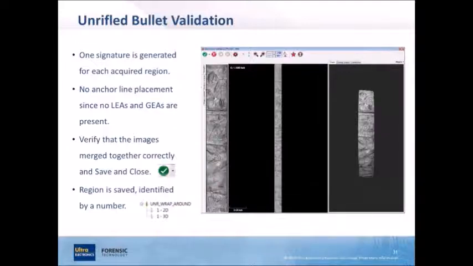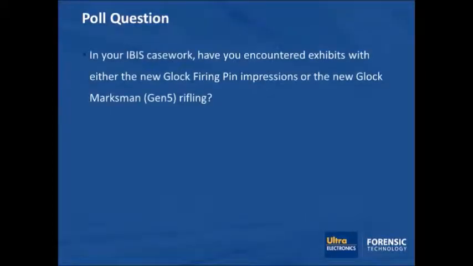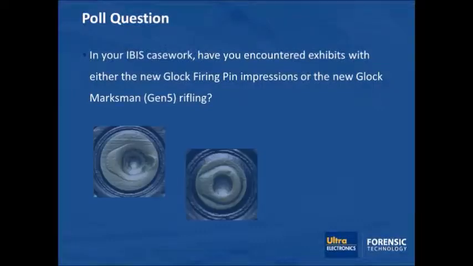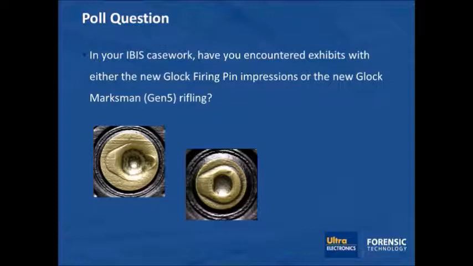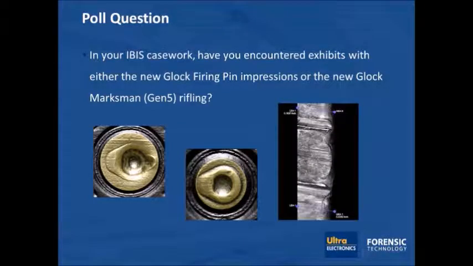We'll talk about comparing unrifled bullets in our final section on MatchPoint, but first I'd like to do a third and final poll on the new Glock markings that we've spoken about for cartridge cases and bullets. So the question is, have you encountered any exhibits with these new types of Glock markings yet? Either the circular firing pins as seen on the Glock 42 and 43 or the Generation 5 rifling. The options will be on screen, and as always, I'll mute my microphone to give you a chance to answer.